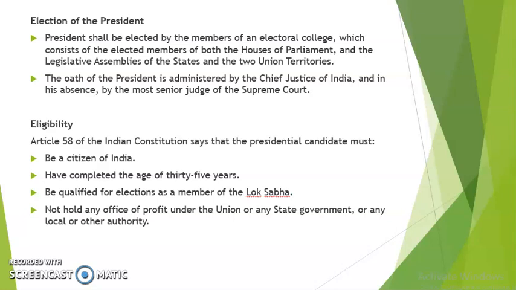What are the eligibility criteria for becoming president? First important thing is he has to be a citizen of India and has to have completed the age of 35 years. And you have to be qualified to be a member of the Lok Sabha, which includes being a citizen of India, completed age of 35, sound mind, etc. And importantly, you should not hold any office of profit under the union or state government or any local or other authorities.